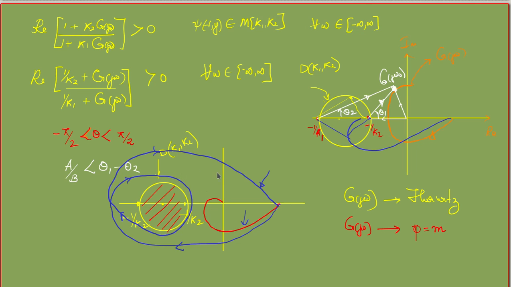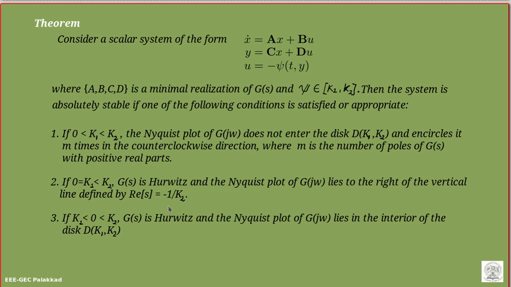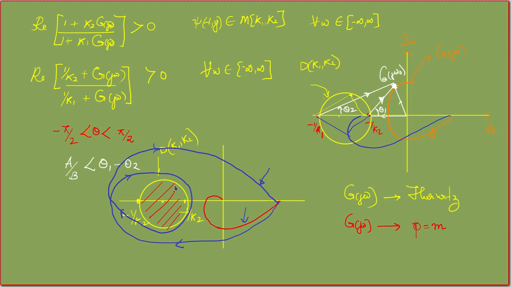Now this was for the nonlinearity lying within the sectors K1 and K2. We will extend it to the other conditions also. That was the first case, lying within K1 and K2, so we got this disk here. It should either not encircle it, and if at all it encircles, then there should be m number of poles on the right of the imaginary axis for the open loop system.